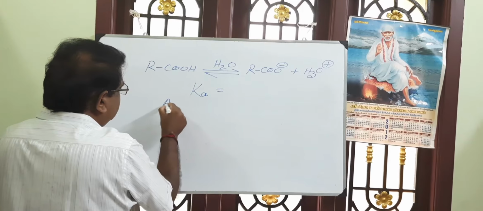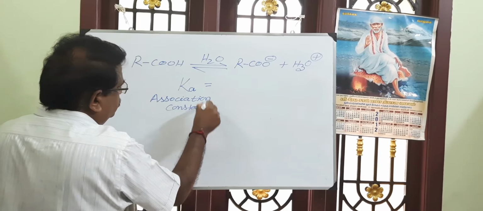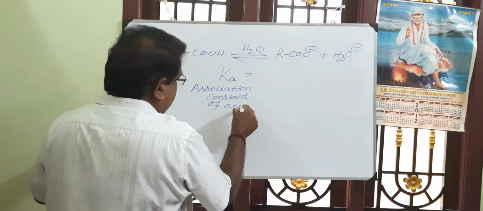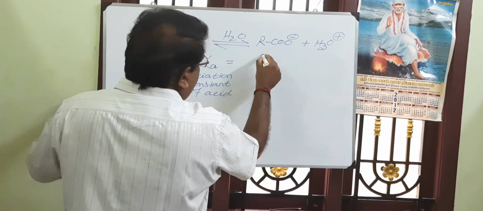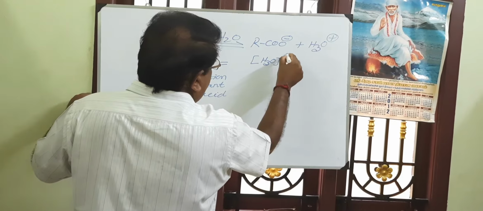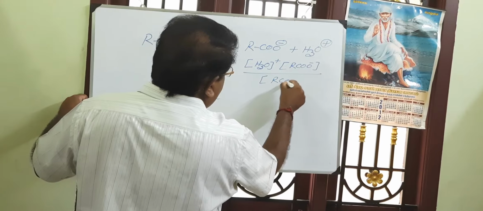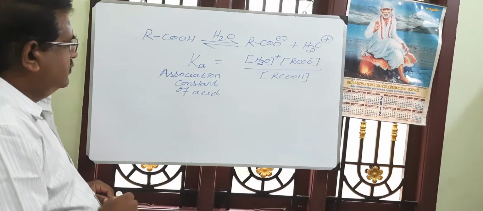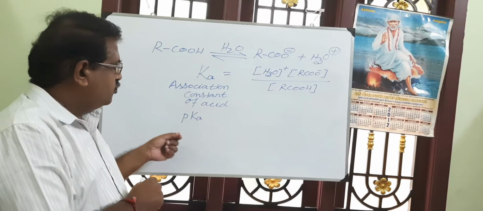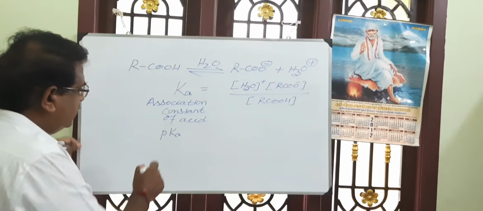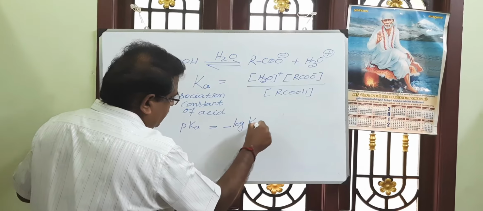Ka is the dissociation constant of the acid. This can be calculated on the basis of these chemical reactions. So Ka is equal to the concentration of H3O plus and the concentration of RCOO minus divided by the concentration of RCOOH. From this expression we can calculate the pKa. The pKa can be used to understand the strength of the acid. The pKa can be calculated from the Ka: pKa is equal to minus logarithm of Ka.